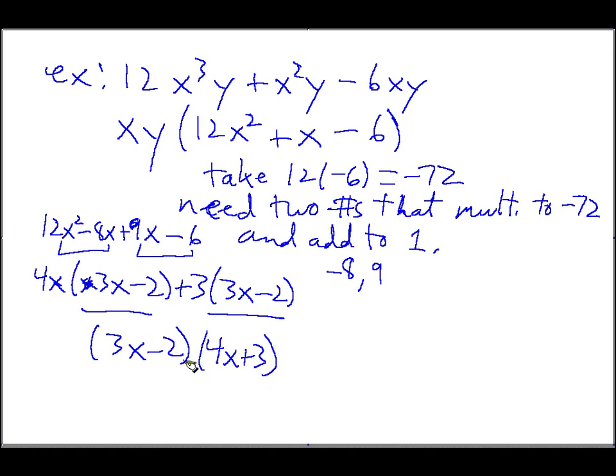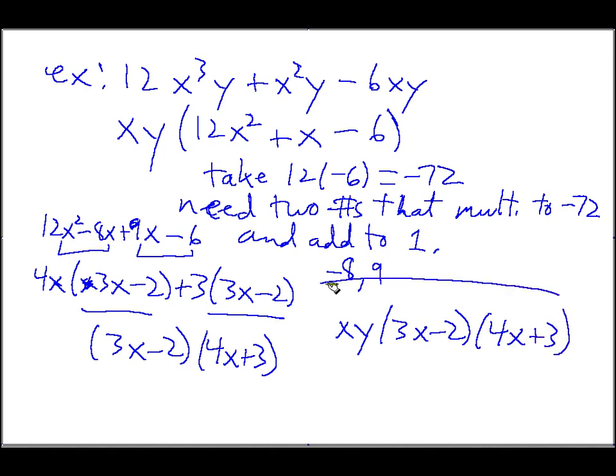But again, that's not the final answer because we took out the xy in the beginning, so I need to put that back in. So my final answer will be written as xy times 3x minus 2 times 4x plus 3. Okay, so that's the solution we're looking for in this problem. Again, always look to take out the GCF whenever you can. In this case, I could have factored this by trial and error, but I used the AC method, as you can see from the work here.